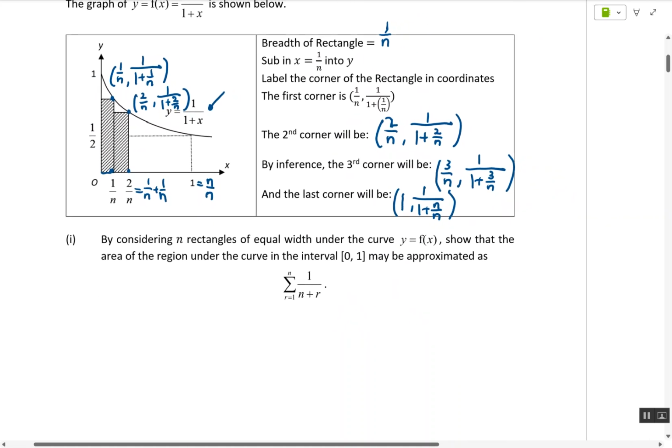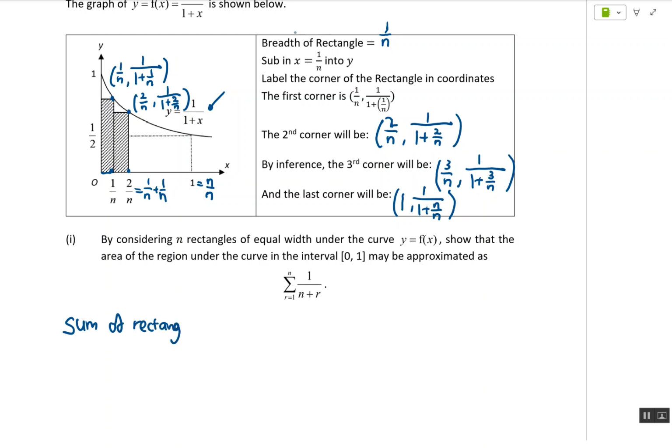So I want to find the area under the curve. That will be the sum of the rectangles. So I'm just going to write down the sum of the rectangles. Now what is the first rectangle? The first rectangle is the breadth, 1 over n, times the height, 1 over 1 plus 1 over n. That's the x value and that's the y value.